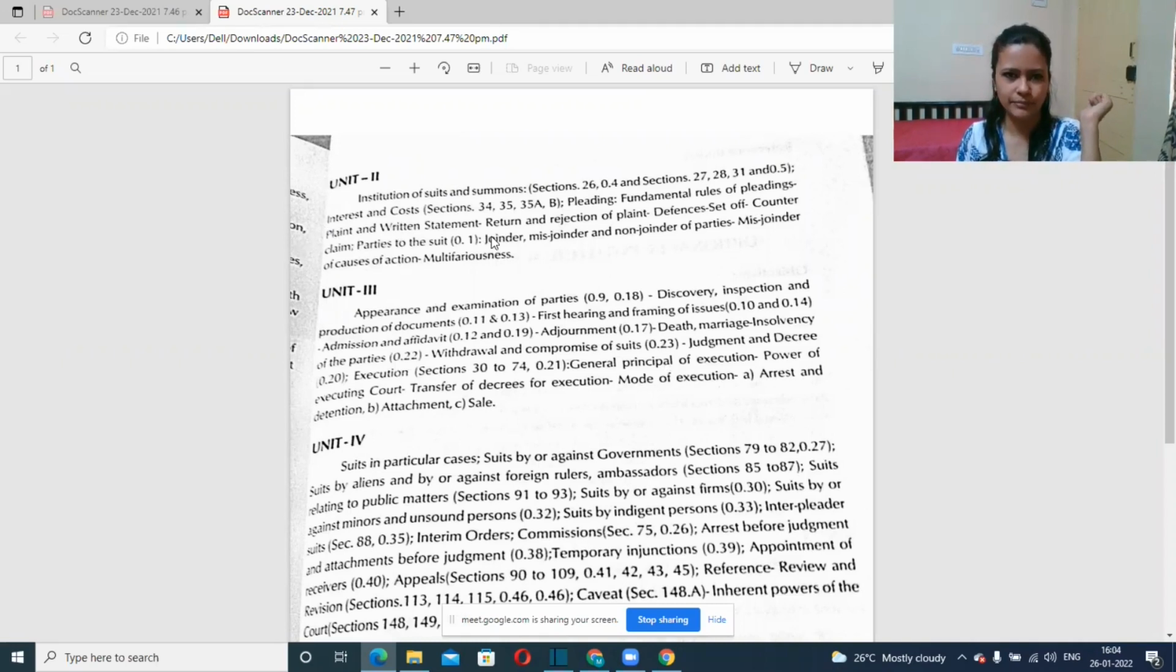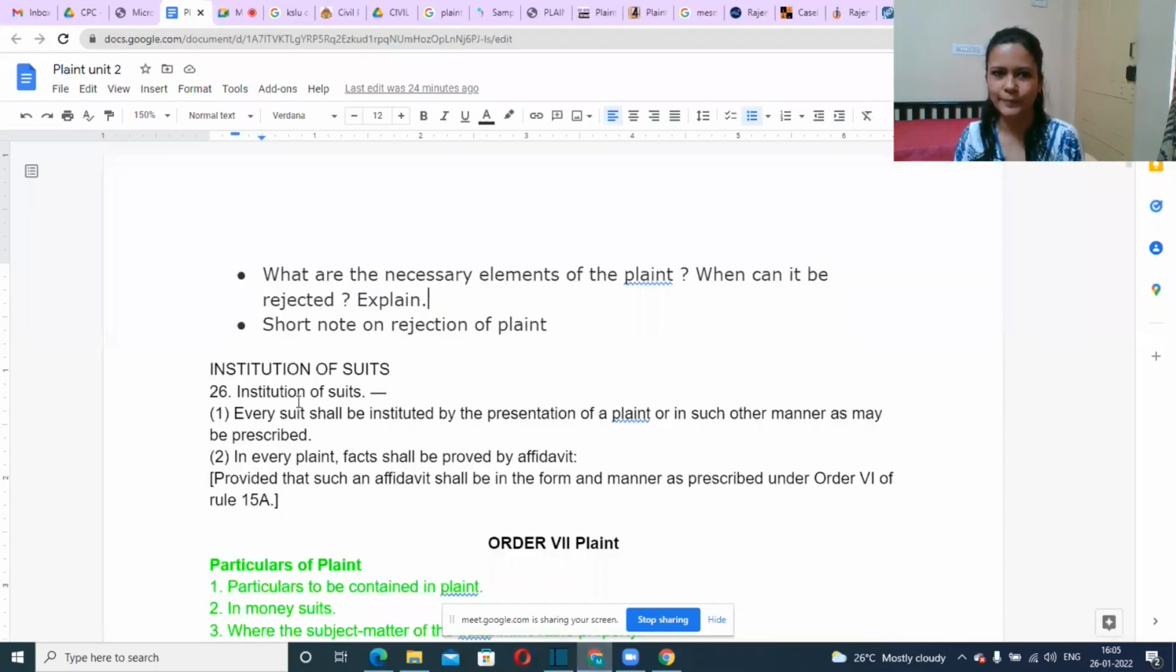Then, in plaint, we have return and rejection of plaint. And what are things to be mentioned in the plaint? It's like three different parts we have in plaint. Then we have written statement where we have set-off and counterclaim. Okay, so today we'll continue with return of plaint as well as what all things are to be mentioned, like particulars of a plaint.